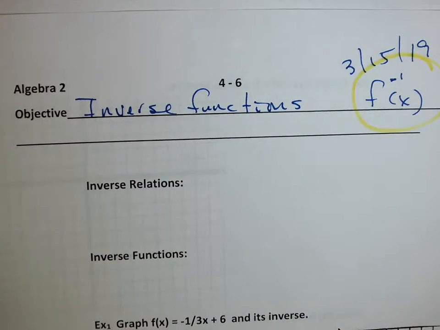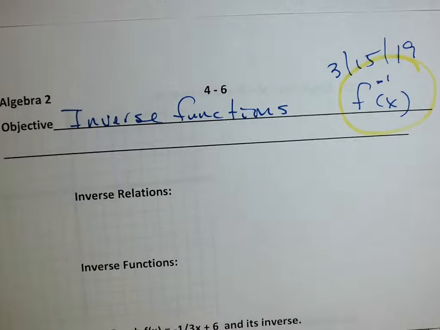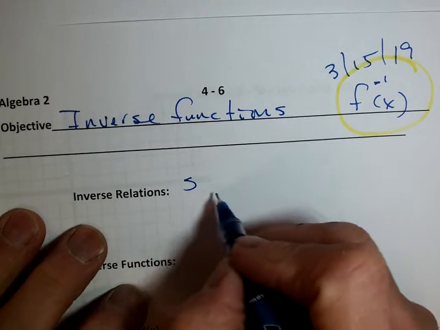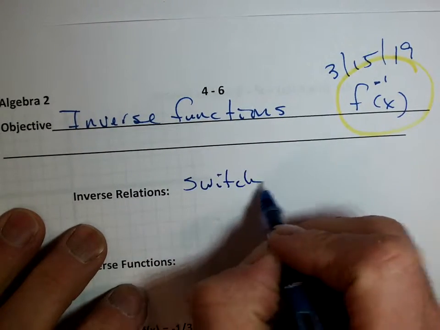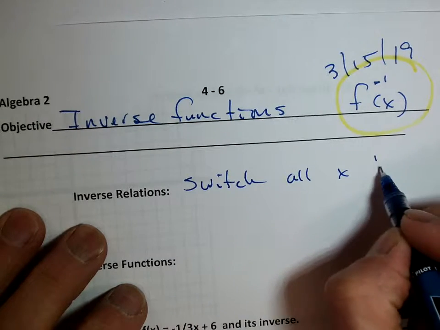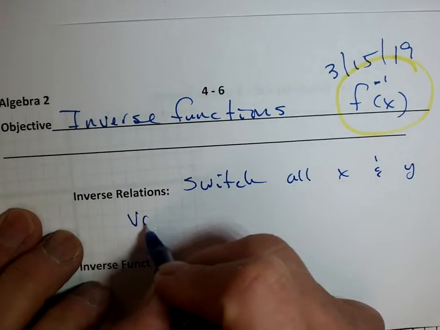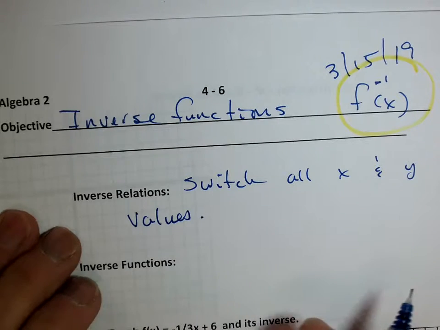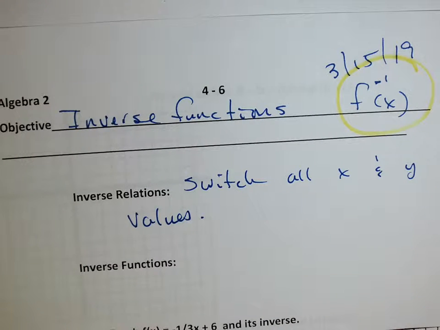Okay, so you can have an inverse relation. An inverse relation is where you switch all x and y values. But sometimes you can switch x and y values and it's not a function. I'll show you an easy example.